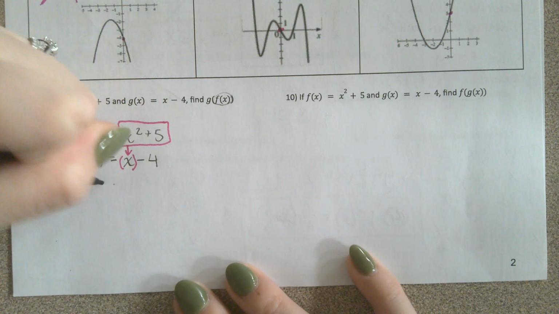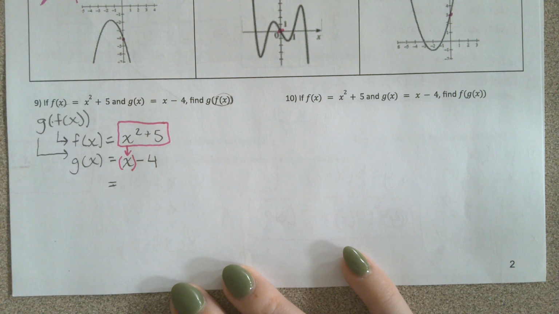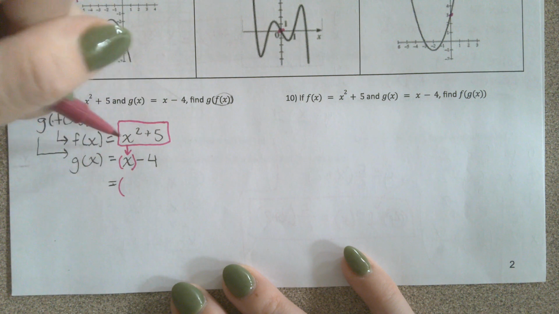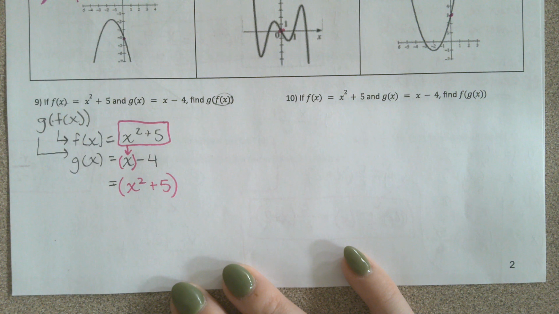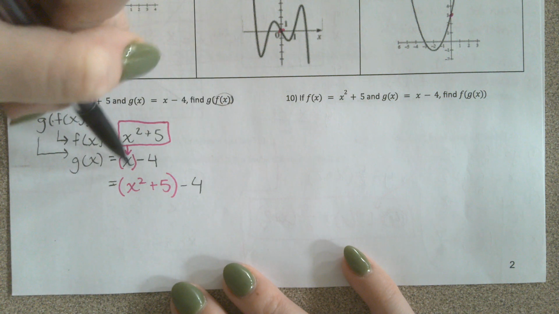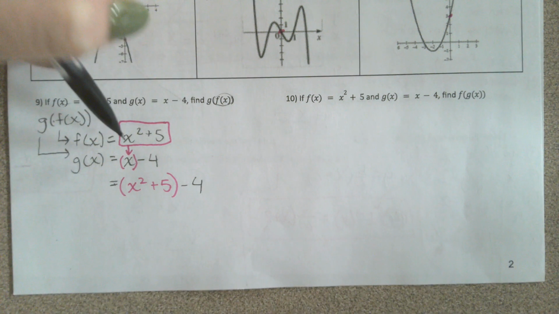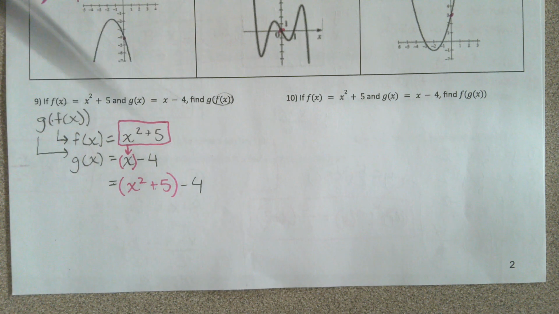So now when I rewrite it, instead of x, I have x squared plus 5. And then rewrite the rest of the function, minus 4. Now this x here in particular is gone. It was replaced by x squared plus 5. So now I have x squared plus 5 minus 4.